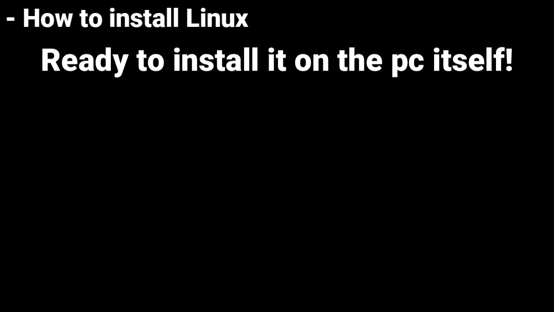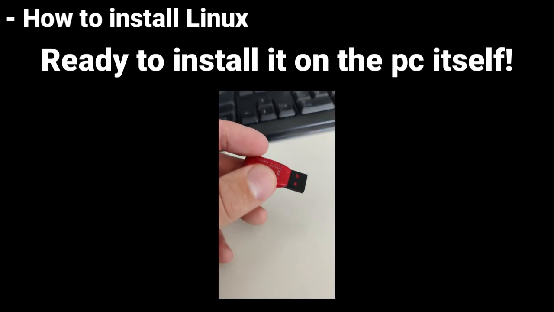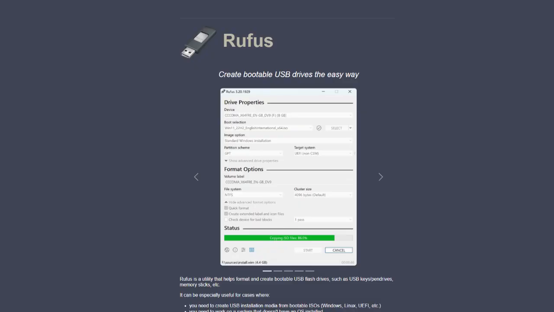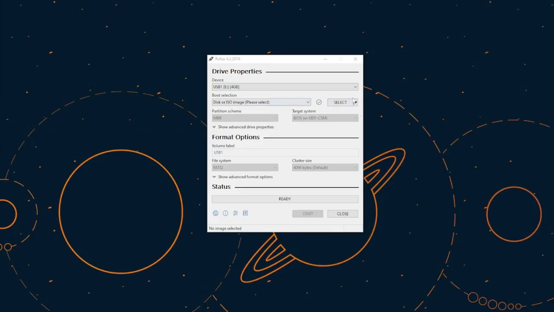So, now you have tried your Linux distribution, you liked it, and now you want to install it on an actual machine. Next step. Find a USB stick and use a program like Rufus to combine it with the Linux distribution, making it a bootable drive. Next, make sure your PC is turned off.